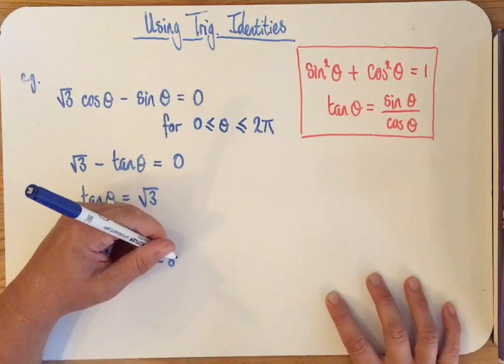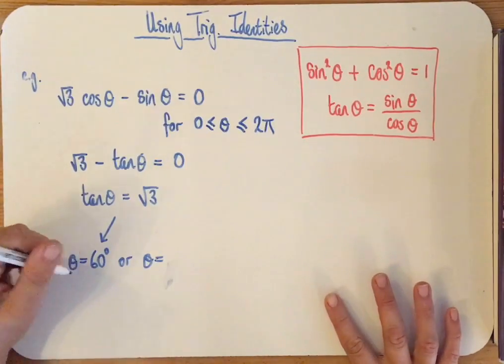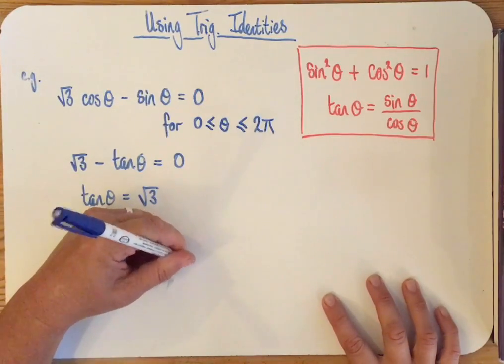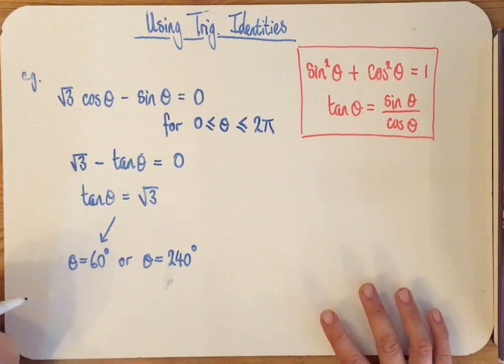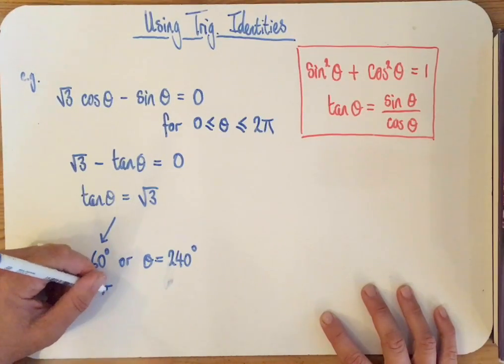The other option is adding 180 on. Sorry, it's kind of confusing. So 60 plus 180 is 240. And then if you times by pi and divide by 180, that will convert you to radians.